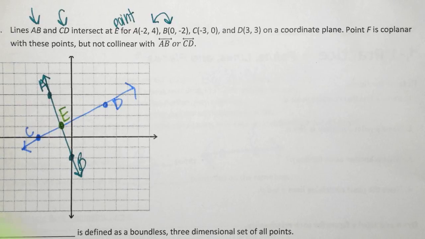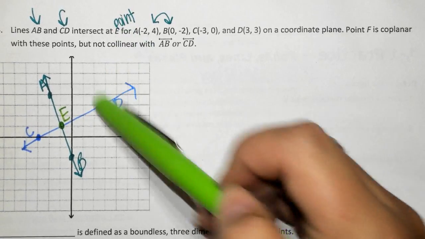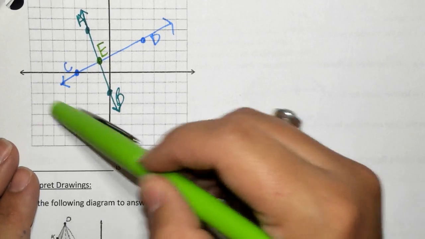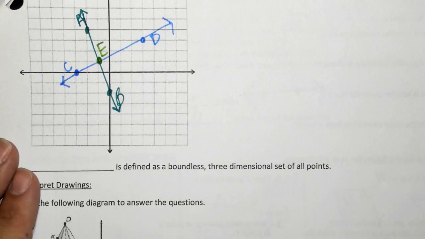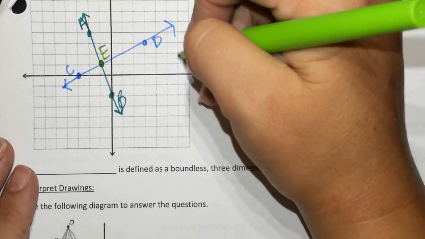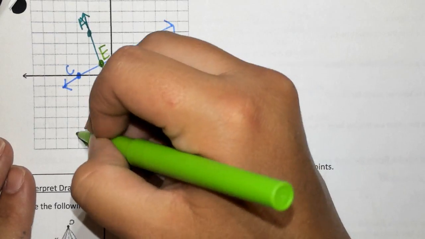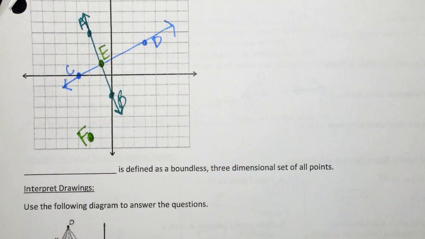How many of you placed it in this quadrant? How many of you placed it over here? Who placed it right here? What about over here? Most people over here. All right, I'm going to place it over here. Does it matter? No, it doesn't matter. There's point F.